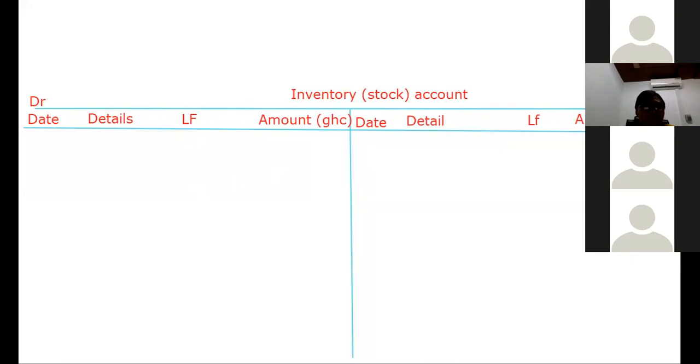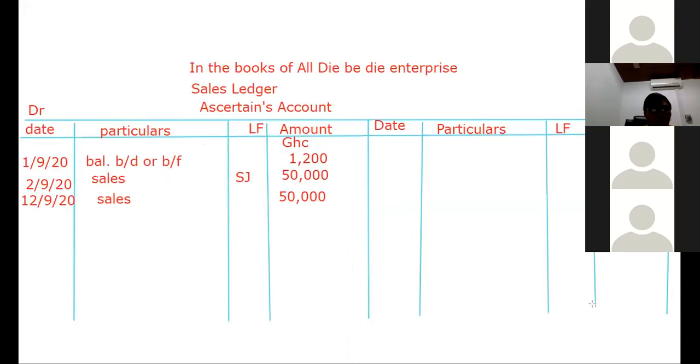Exactly the point. Let us recall that anytime we sell, what are we selling? In this instance, what are we selling? Goods. Inventory or goods. So if it says sales to Ascertain, it is goods we are selling. So double entry requires that you record how many times? Twice. So if we have recorded Ascertain's account, where else should we record? Stock account or inventory.